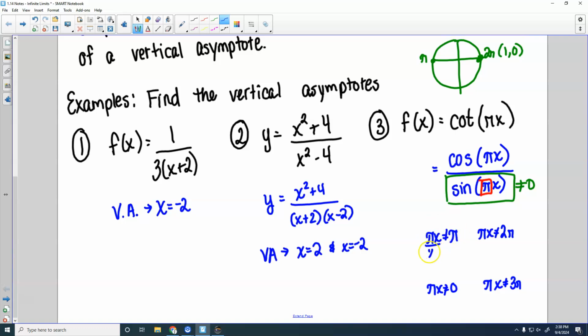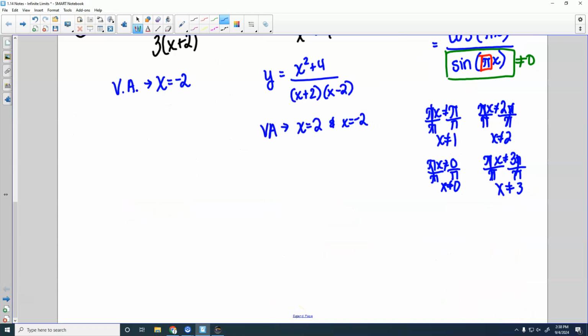And if I solve this, I would divide by pi. And right here, x can't equal 1. And over here, I divide by pi, x cannot equal 2. And right here, x cannot equal 0. And over here, x cannot equal 3. So this continues on. Lots of numbers would give us zeros in the denominator here. It's definitely 1, 2, 0, 3.